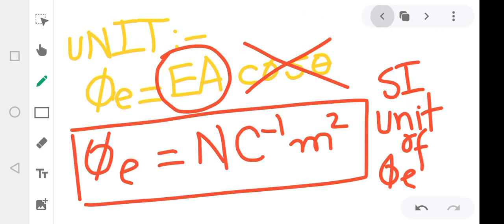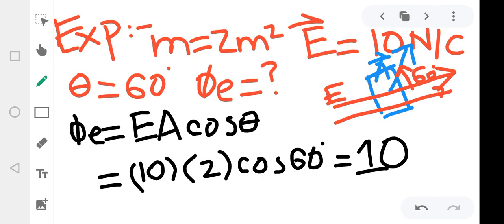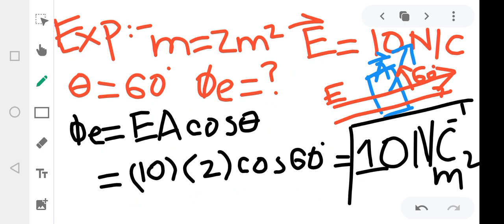But what will be the unit? If you go back, the unit will be Newton per coulomb meter square. The unit is very important in every exam. You have to write the unit with every numerical of physics.